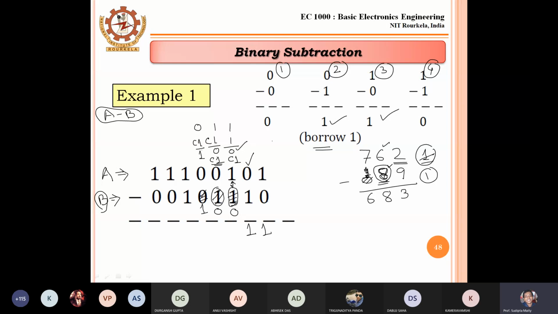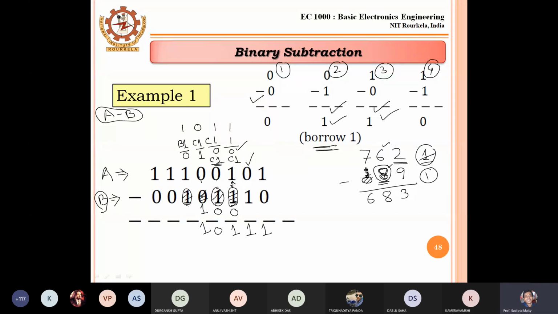So 1 minus 0 means 1. Then 0 minus 0, process 1, so 0. 0 minus 1, again process 2. So resultant 1 but with borrow 1. As we have borrow 1, I have to add this borrow term with 1. So this 1 plus borrow 1 after adding, I will get resultant 0.